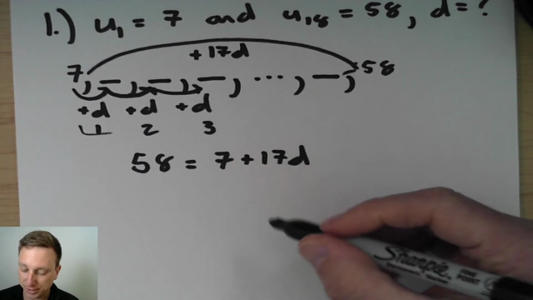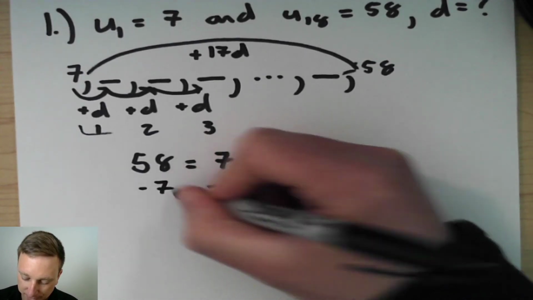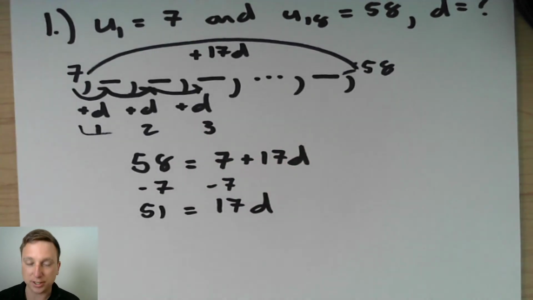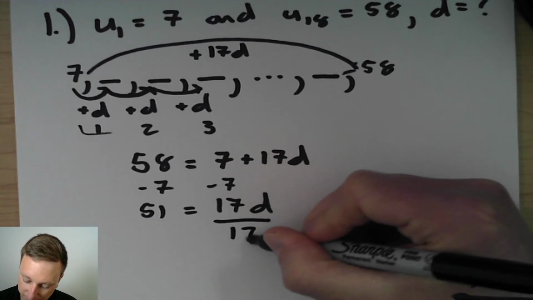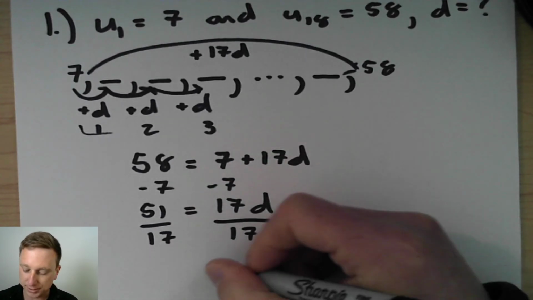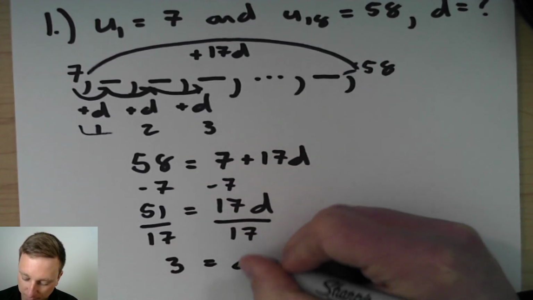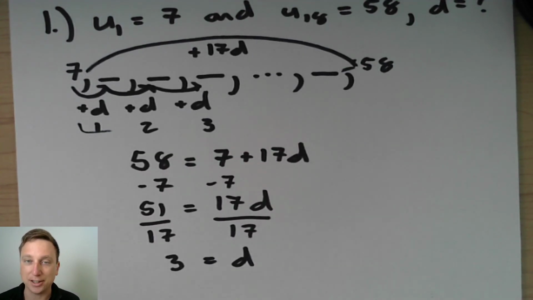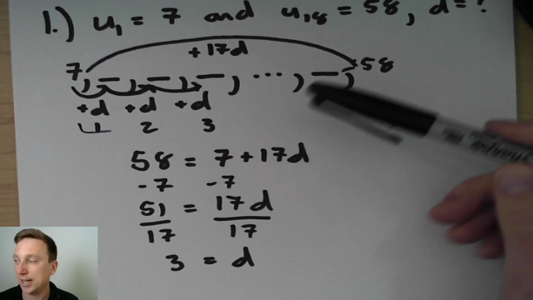So if we solve this equation now, take 7 away, we get 51 is equal to 17 times what our difference is, and dividing by 17 gets us a difference of 3. So every time I move from one term or number in this sequence to the next, I add 3. And if I do that 17 times, I end up at 58.